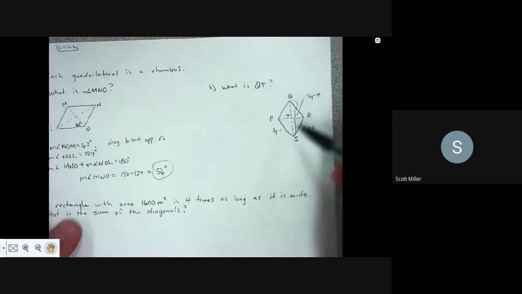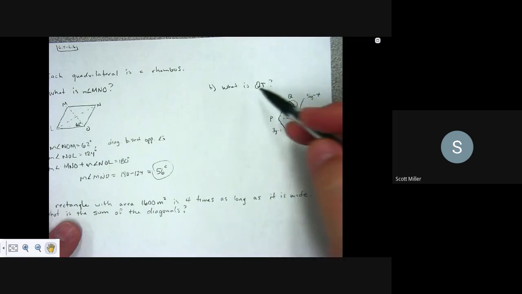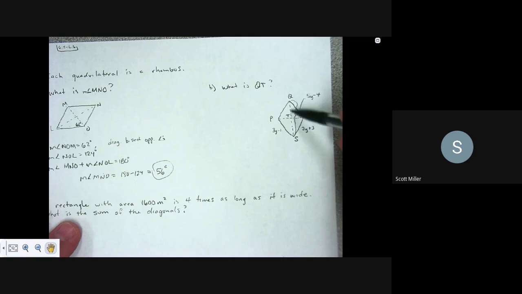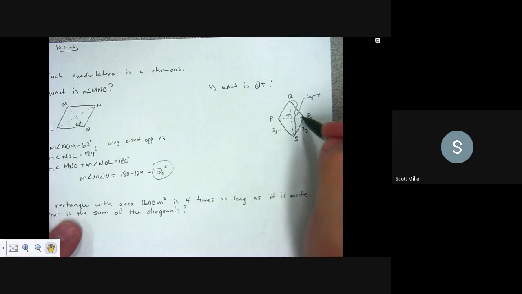Over here, I have these two sides measured, and this diagonal is measured. I want to know what QT is. QT is here to here. QT is part of the diagonal, and what do I know about diagonals is that they are bisected. Okay, so they are going to be bisected.